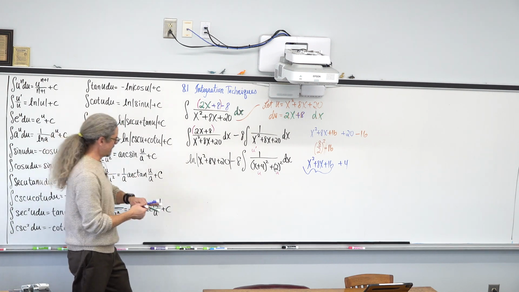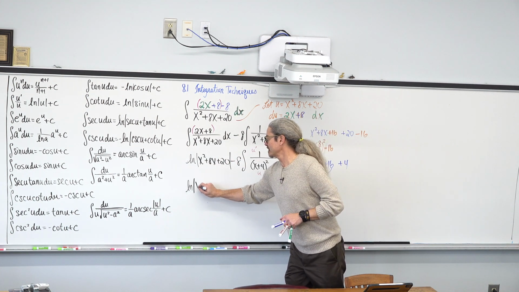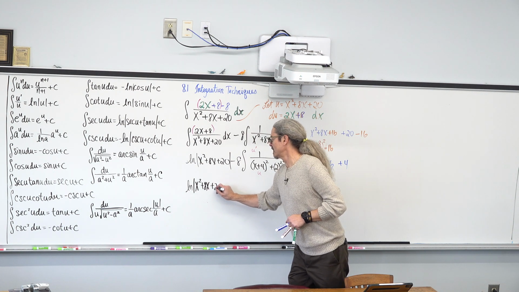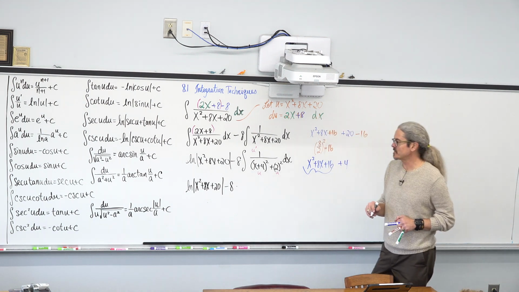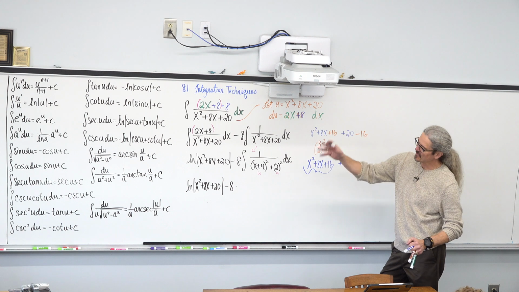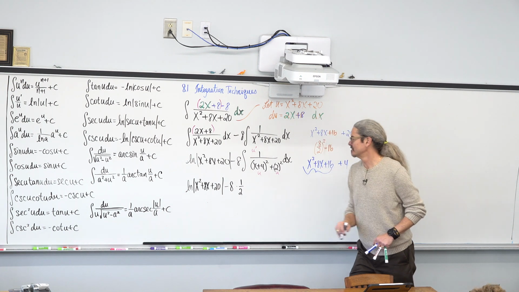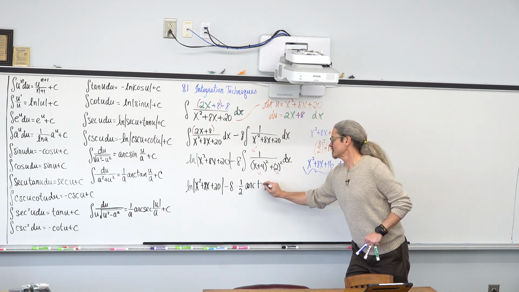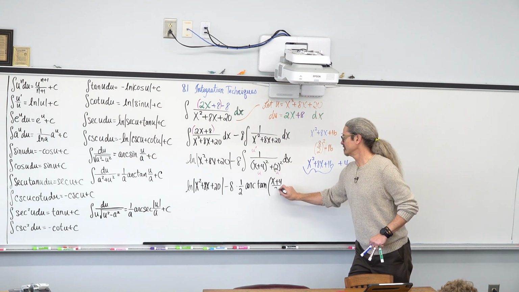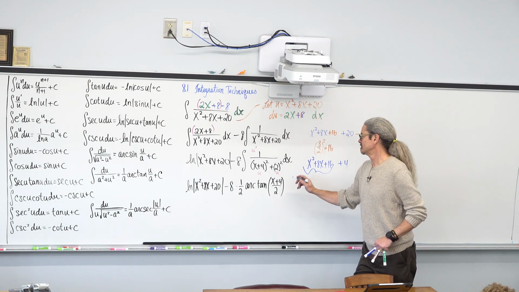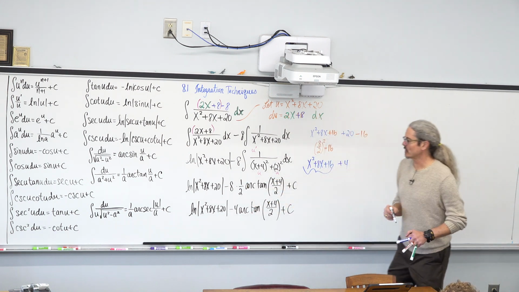So our final answer from this really pretty difficult problem is the natural log of the absolute value of x squared plus 8x plus 20 minus 8 times, okay, now let's make sure this formula is right and we use it correctly, 1 over a, so 1 over 2 arc tangent of u over a, plus c. And of course, 8 divided by 2 is 4.